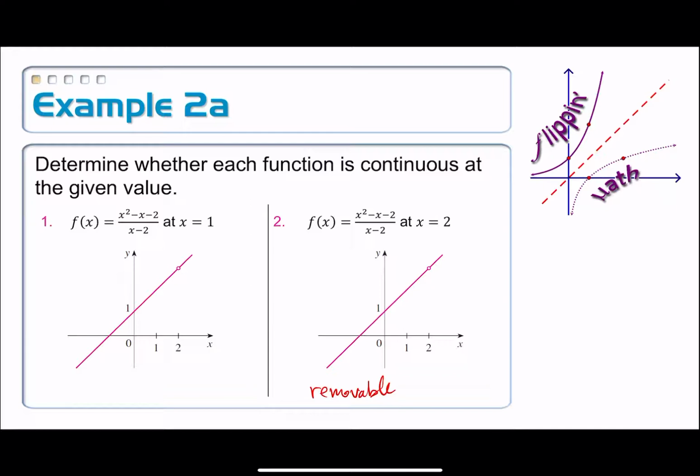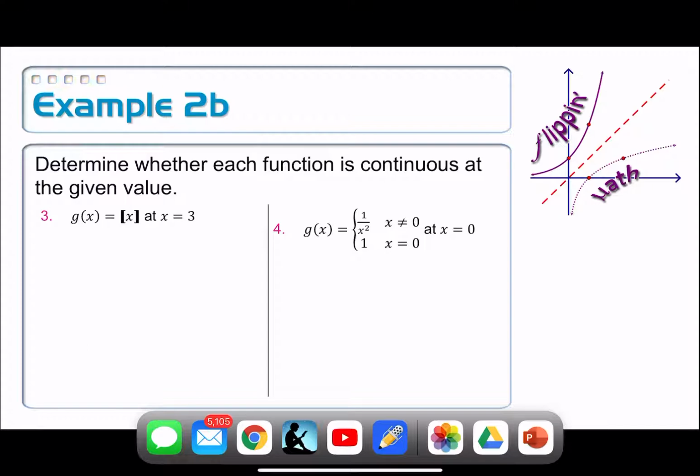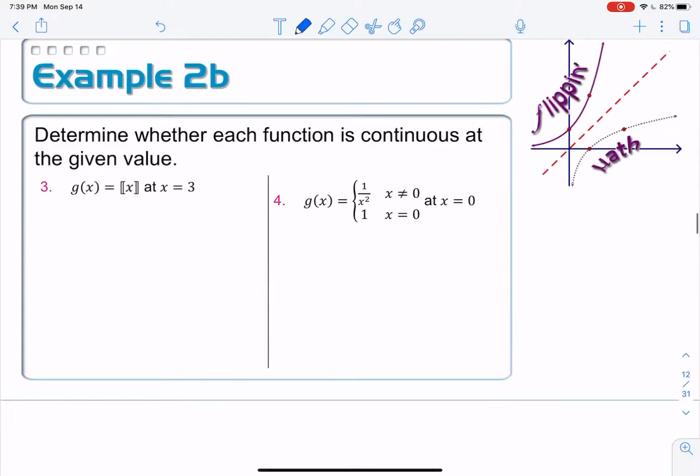All right, let's look at the second part of example 2. Determine whether each function is continuous with a given value. Same thing. That symbol didn't come off very well. Maybe it does in my Notability copy. This is supposed to be the greatest integer function. So g of x is equal to the greatest integer function at x is equal to 3. Okay, then. Let's see what it looks like over here. Oh, yeah, it looks way better.